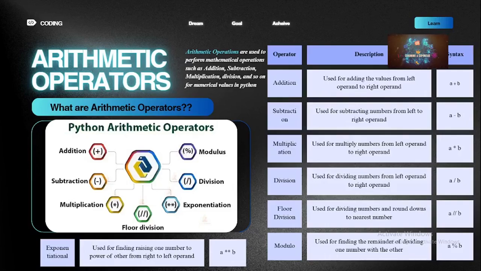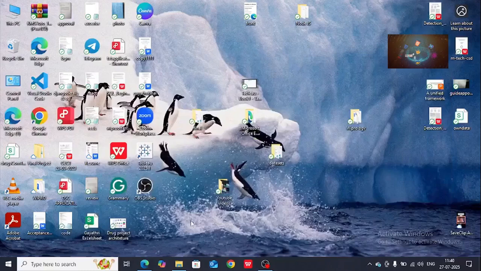Coming to the modulo, we get the remainder after dividing two numbers, and coming to the exponential, we have a power. For example, if we say 2 power 5, we get the result by using the exponential. Let us have a small practical session on these arithmetic operators right now, so you can understand more easily.